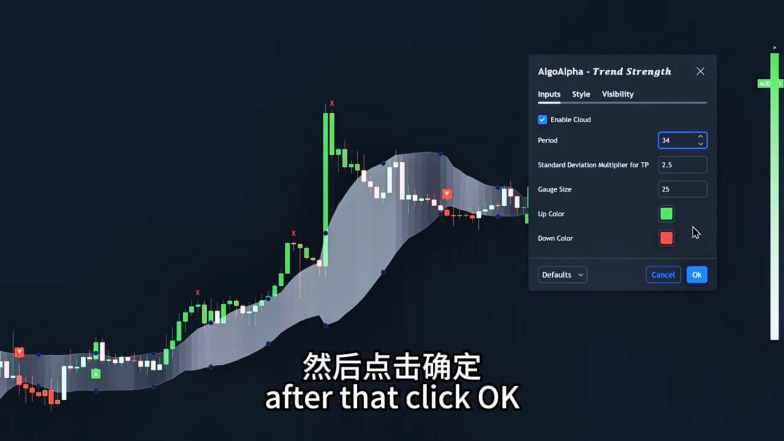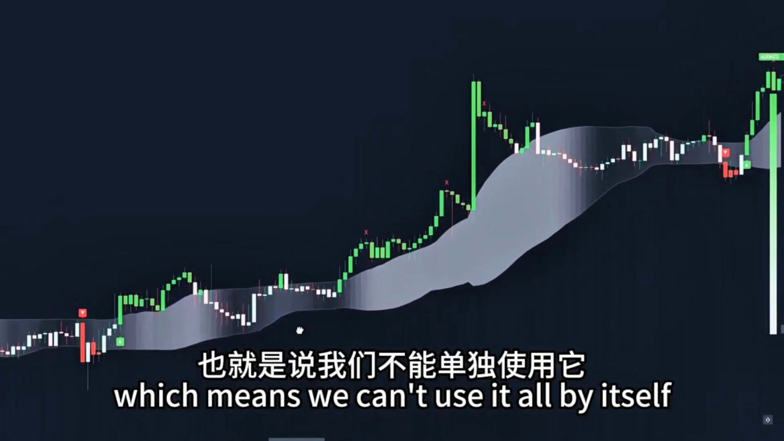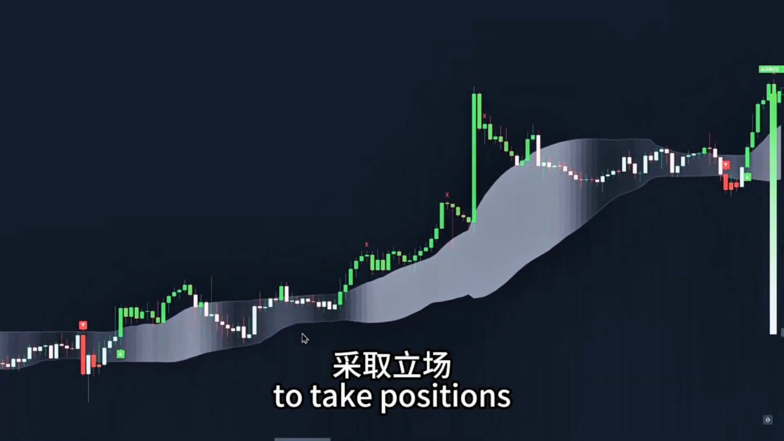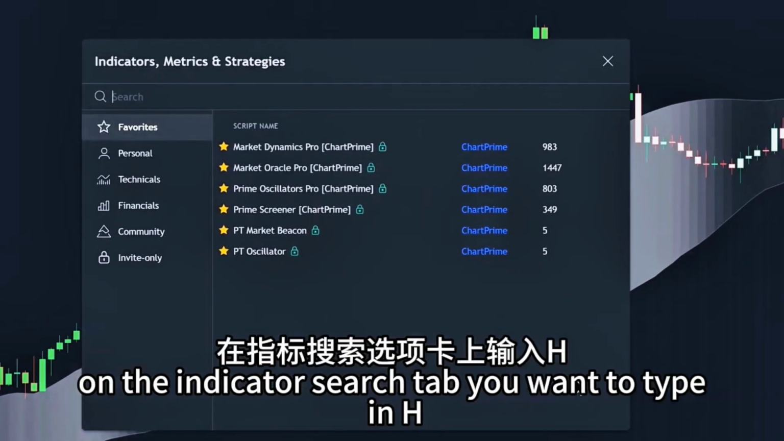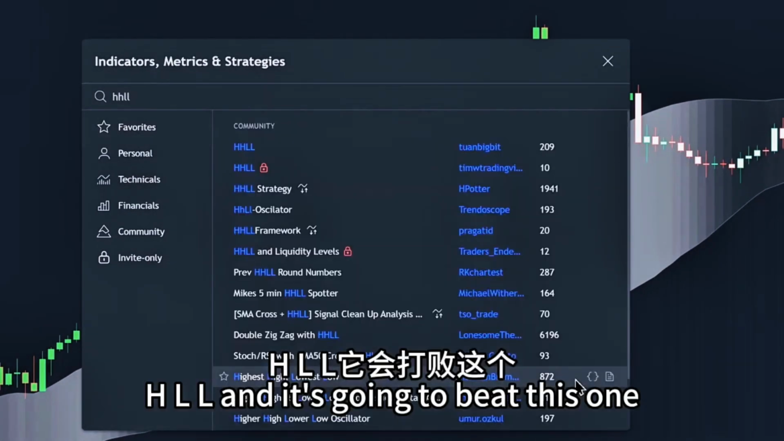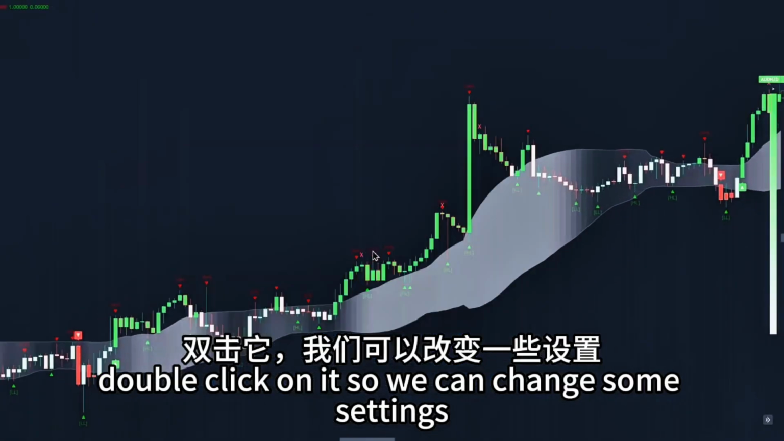I also want to change the length to 34. After that, click OK. Now, this is just a trend indicator, which means we can't use it all by itself to take positions. So let's add an extra indicator. On the indicator search tab, you want to type in HHLL, and it's going to be this one. Double click on it so we can change some settings.